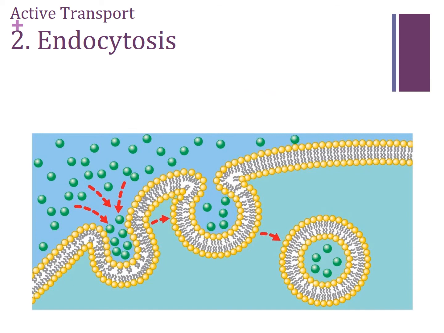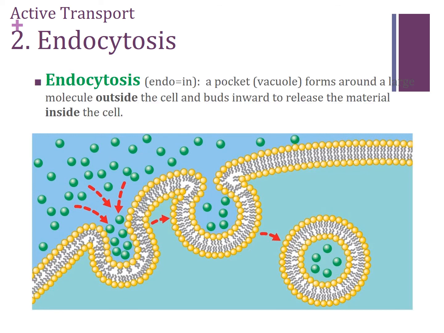The second type of active transport is called endocytosis. You hear "endo" in the word? Yep, that means things are coming into the cell. This is actually the way that some unicellular organisms eat. They eat by endocytosis. So endocytosis is where a piece of the cell membrane makes a vacuole around molecules that are outside of the cell and pinches off inward to release the material inside of the cell. It's pretty cool, actually.